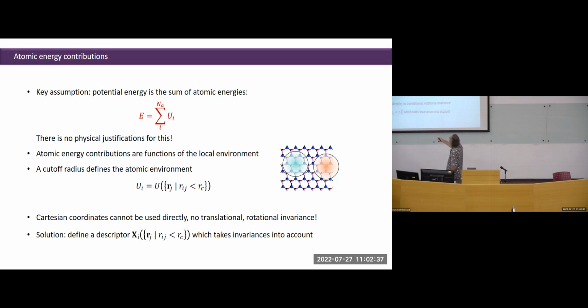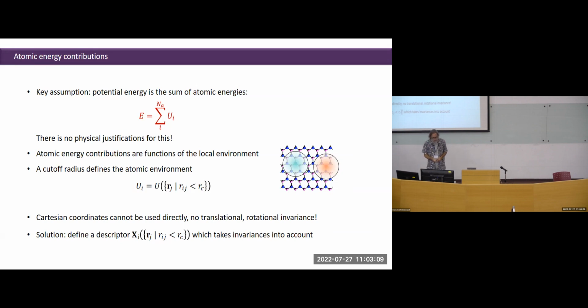And so atomic energies are contributions, functions of the local environment. That is the second assumption that we make, and that is described here. We have boron nitride, and we have a boron and a nitrogen, and they have a local environment. So we have some cutoff radius around an atom that defines its local environment, and this local energy is a function of whatever is present in this local environment.